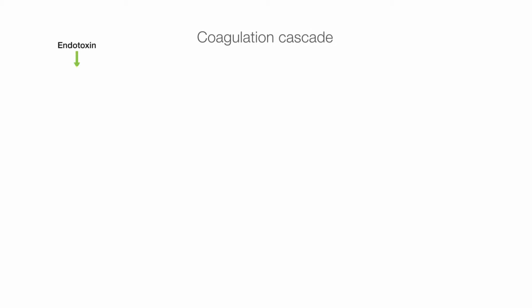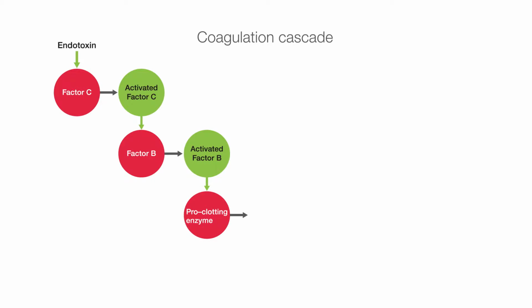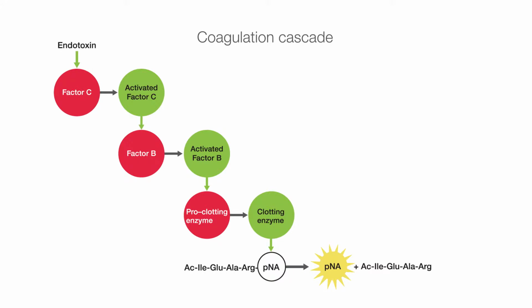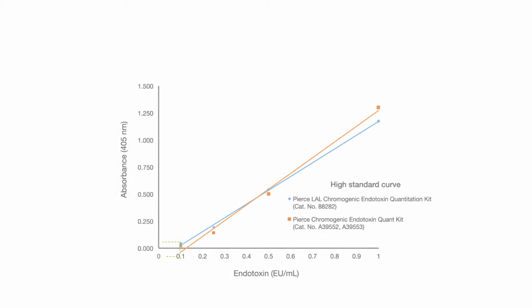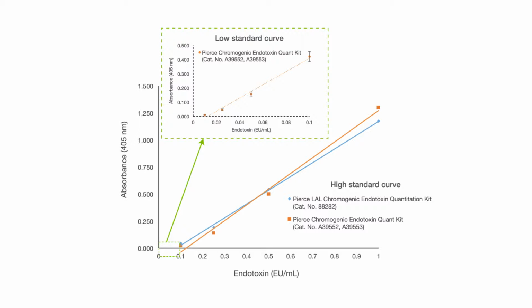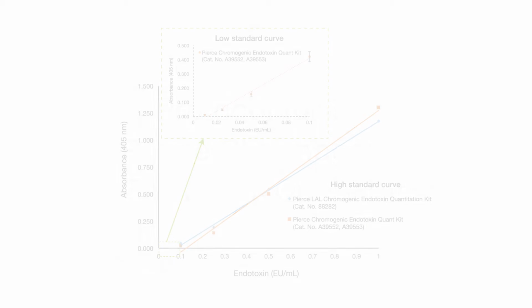When endotoxin encounters the lysate, a cascade of enzymatic reactions results in the activation of factor C, factor B, and pro-clotting enzyme. The activated enzyme catalyzes the release of para-nitroaniline, or PNA, from the colorless chromogenic substrate, producing a yellow color. After stopping the reaction, the released PNA is photometrically measured at 405 nanometers. The correlation between absorbance and endotoxin concentration is linear, and the developed color intensity is proportional to the amount of endotoxin present in the sample and can be calculated using a standard curve.